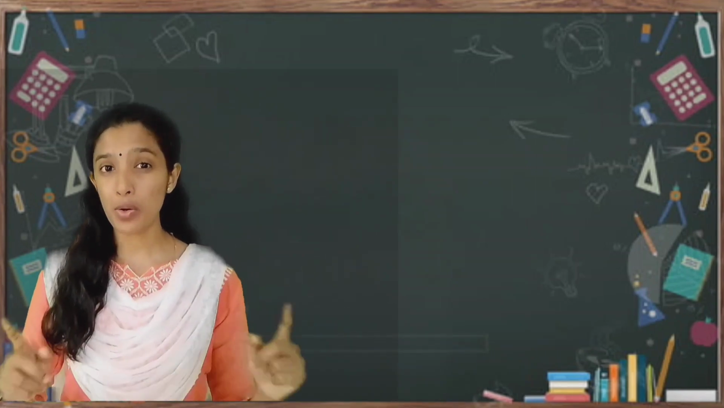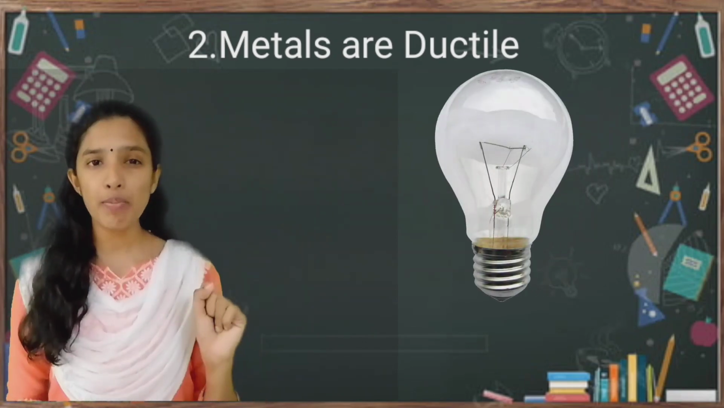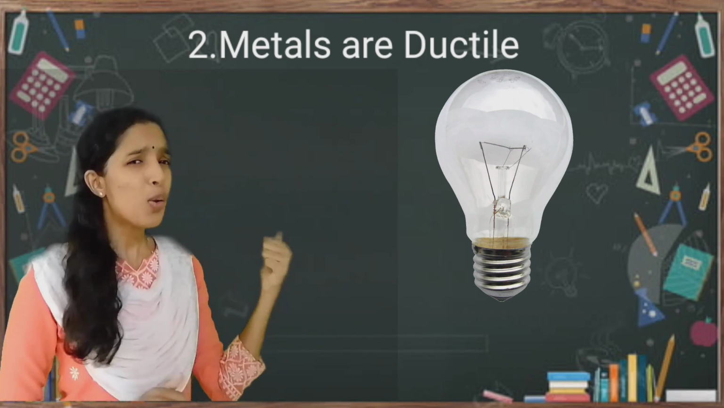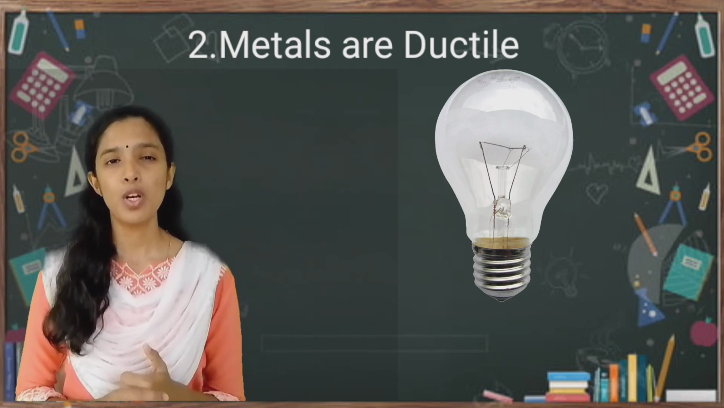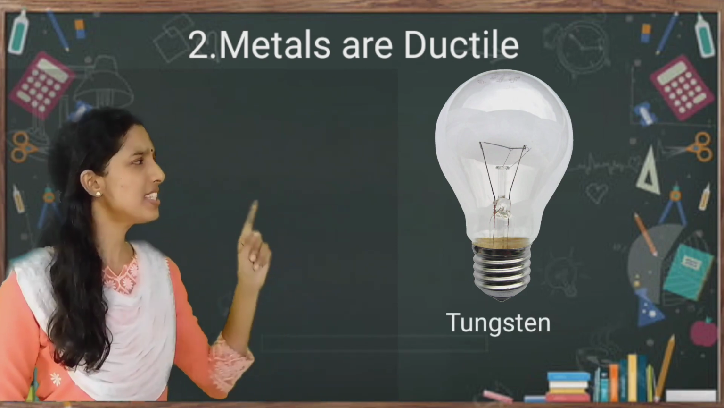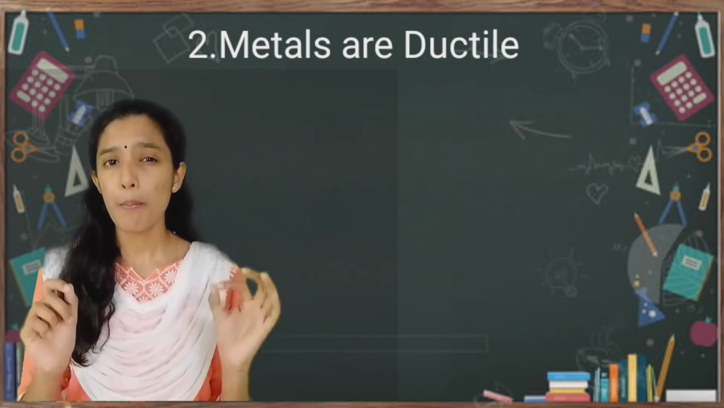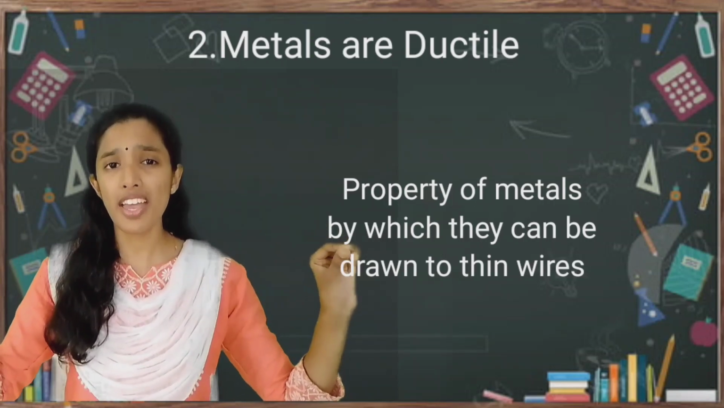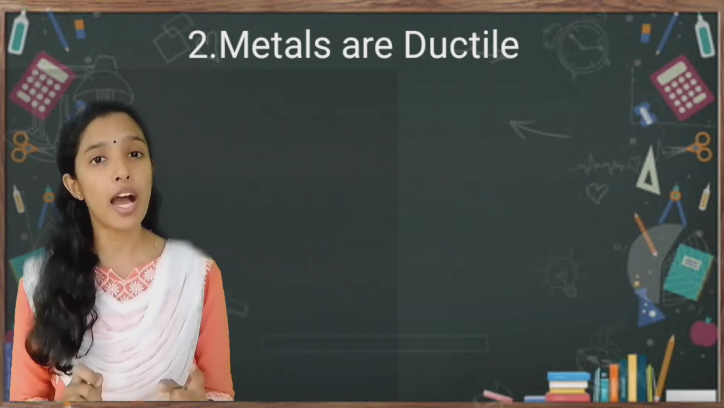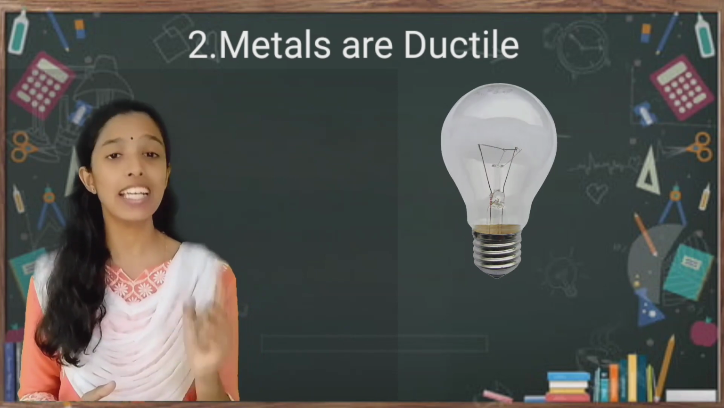The next property of metal we are going to learn is metals are ductile. Look at this image. Are you familiar with these incandescent bulbs? Even if not, look closely at the filament of this bulb. What are they made of? They are made of tungsten. And you can see the tungsten as thin wire. This property of metal by which they can be drawn to thin wire is known as ductility. So tungsten is used in the filament of the bulb because it is ductile. So the second property of metal we have learned is ductility.